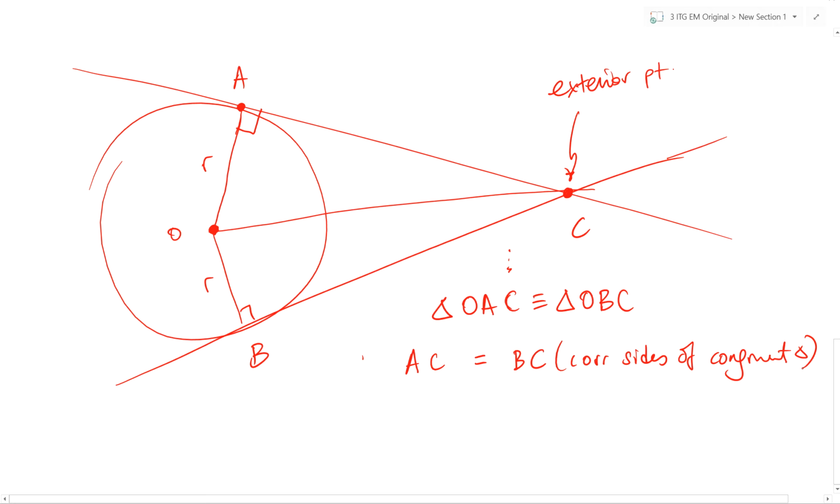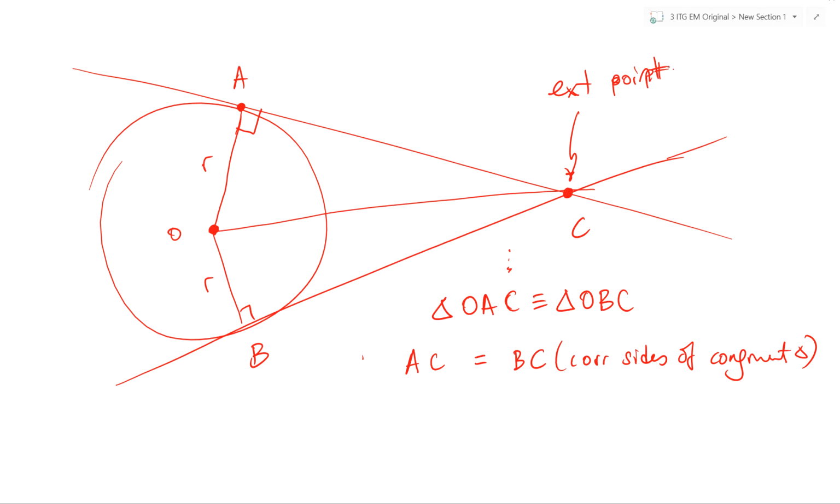Take note, if you recall how we proved this, the question did not tell you that AC equals BC. The question only gives you two tangent lines, one exterior point, one external point, exterior, external, whatever, doesn't matter. We'll just shorten it to EXT. There is a circle, radius, and so on and so forth. We found that they are congruent, therefore we conclude that AC and BC are the same.